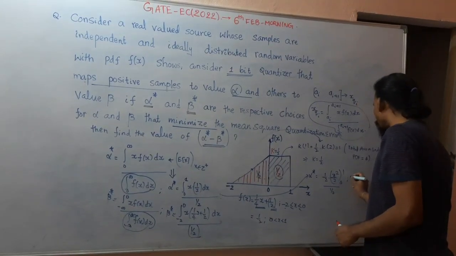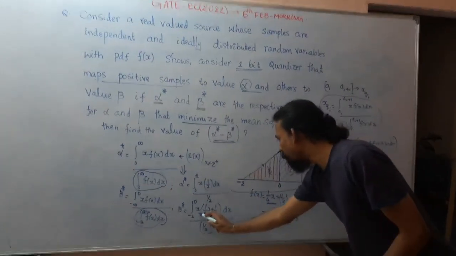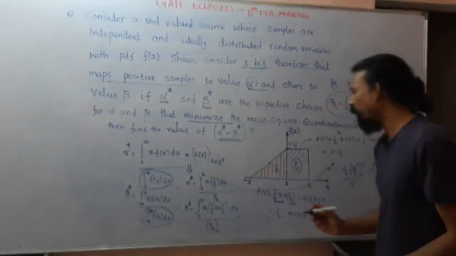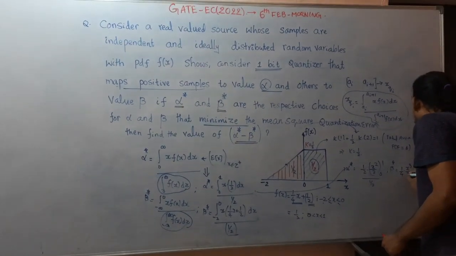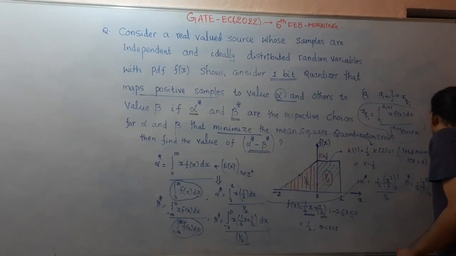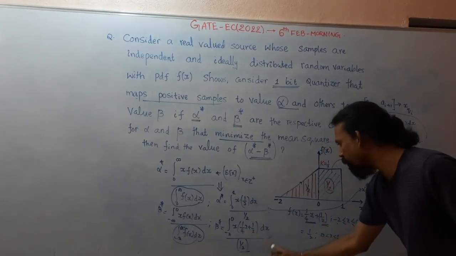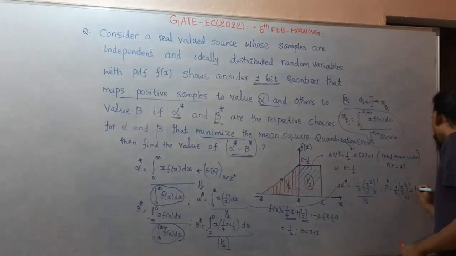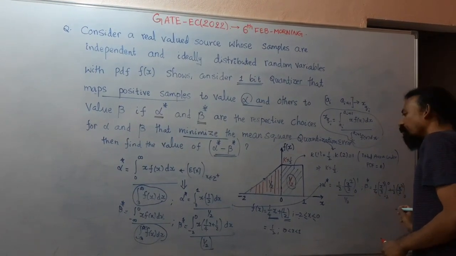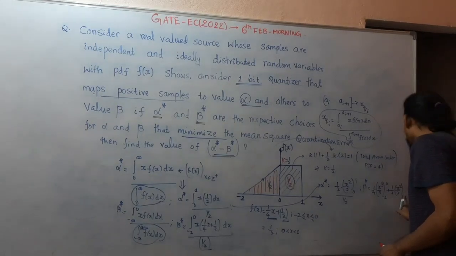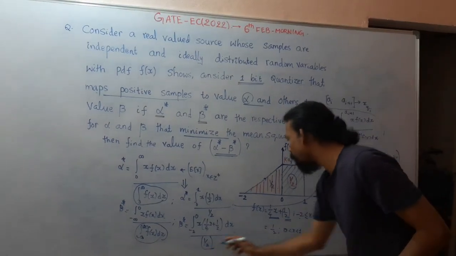And what is the beta star? The beta star equals, see here, x into 1 by 4 x square. 1 by 4 into x square: x square integration is nothing but x cube by 3, and the limits are from minus 2 to 0, plus, here x into 1 by 2, means 1 by 2 x, and 1 by 2 x integration is nothing but 1 by 2 into x square by 2, and the limits are from minus 2 to 0, by, and what is the value of this one?